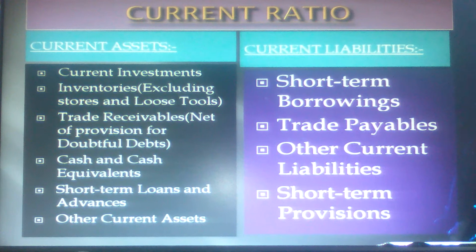Before going to the second one, you should know what items are available in current assets. Keep that in your mind: current investments, inventories, excluding stores and loose tools, then trade receivables, net of provision for doubtful debts. So you have to deduct the provision for doubtful debts from trade receivables. Then cash and cash equivalents, short-term loans and advances, and other current assets.